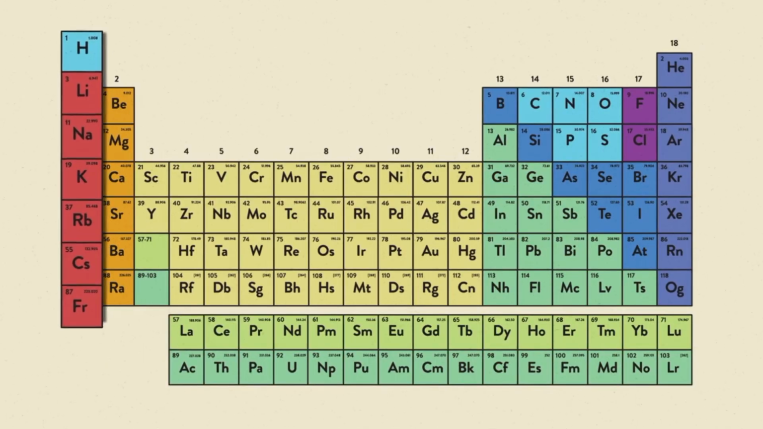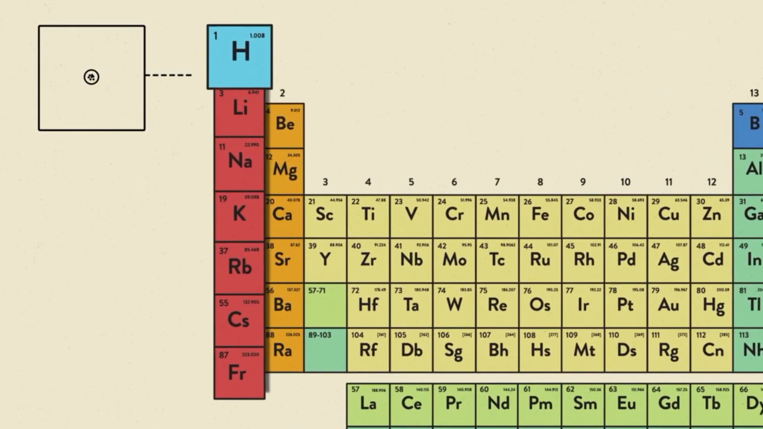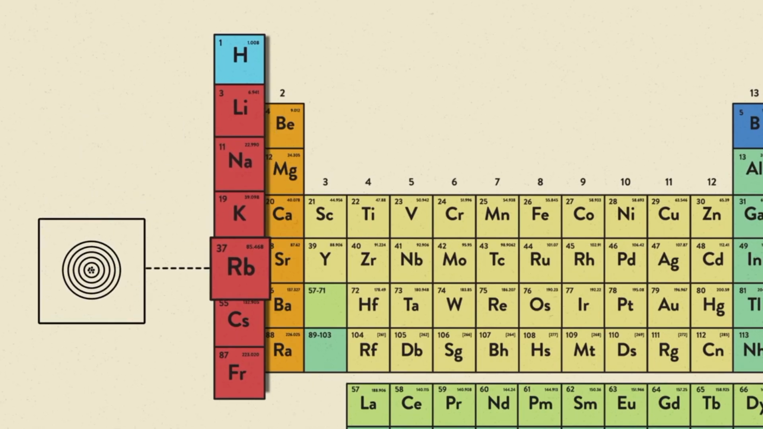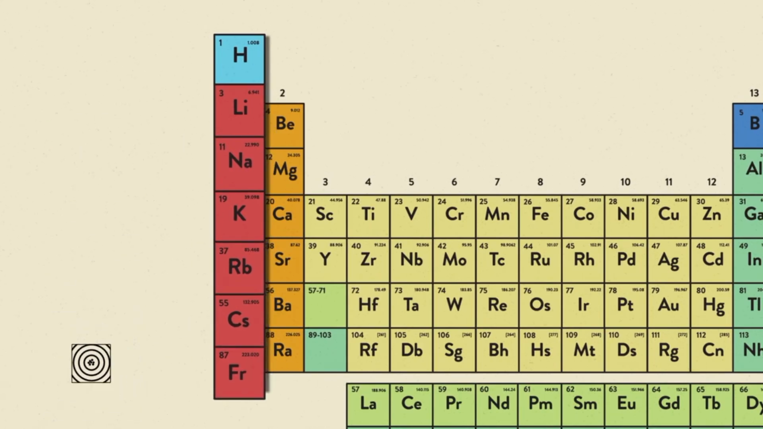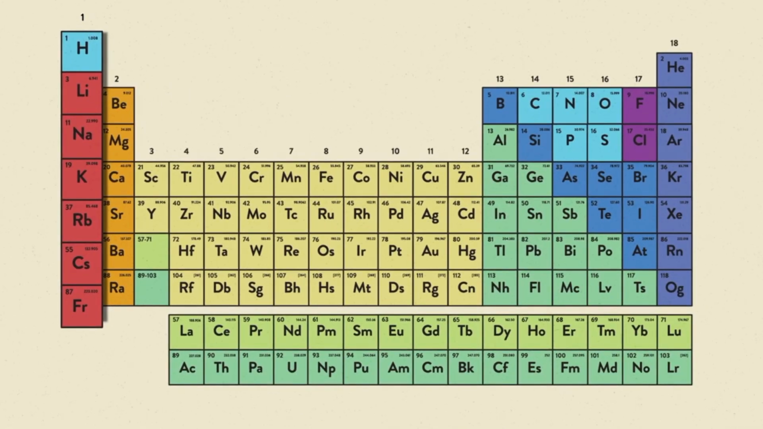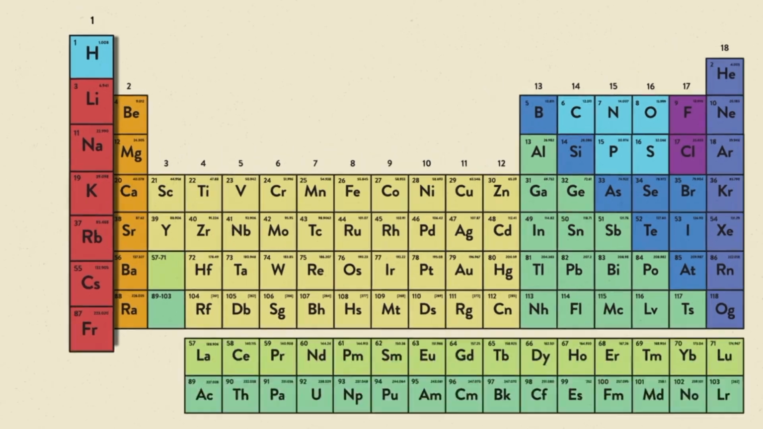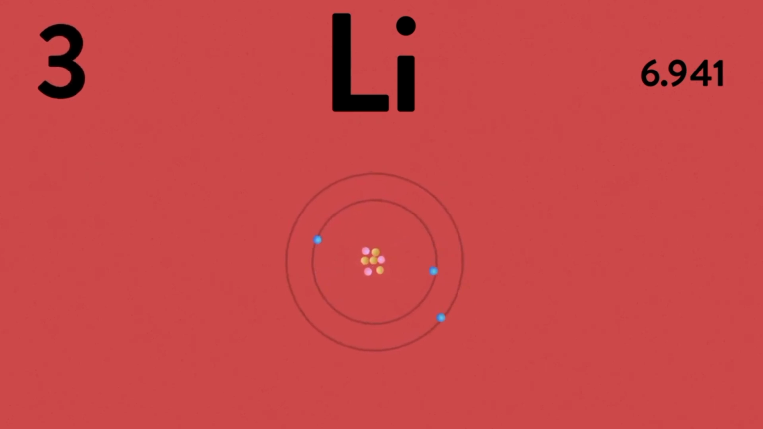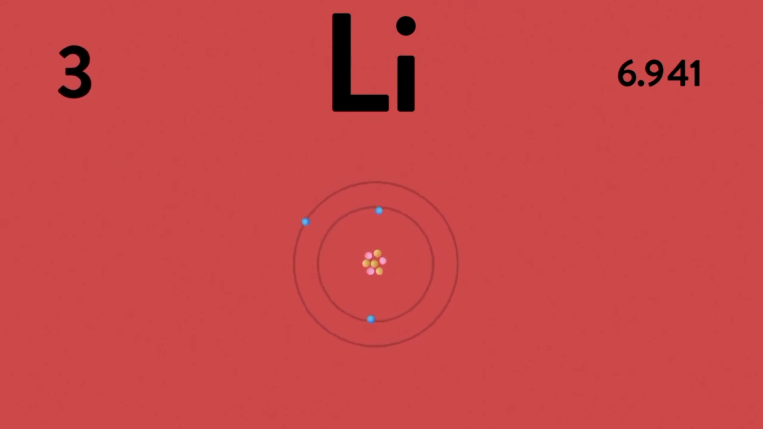Down a group, top to bottom, increasing atomic radius. As we move down a group, the atomic radius generally increases. Reason: increased energy levels. Each successive element adds a new energy level, which is farther from the nucleus. Shielding effect: inner electrons shield outer electrons from the full nuclear charge, reducing the effective nuclear charge on the outermost electrons.